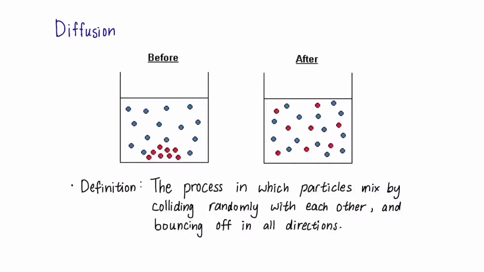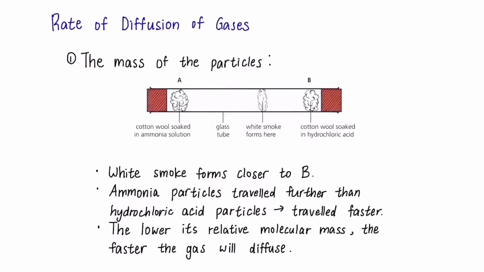Here comes the third part, diffusion. This is a simple process where particles will mix with each other by colliding with each other as they are constantly moving and bouncing off in all directions. The diagram here shows what it looks like. There are two factors affecting the rate of diffusion of gases.